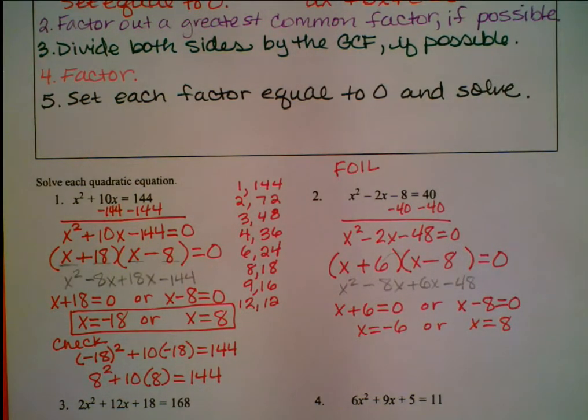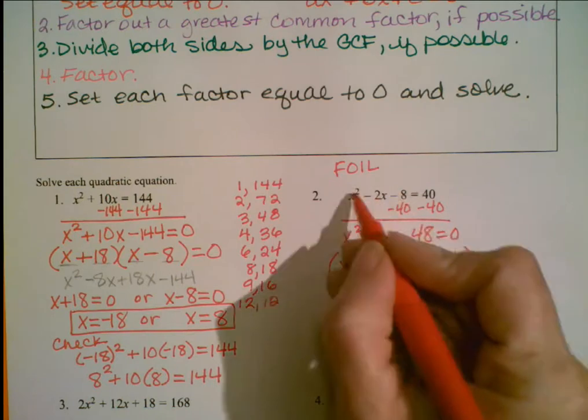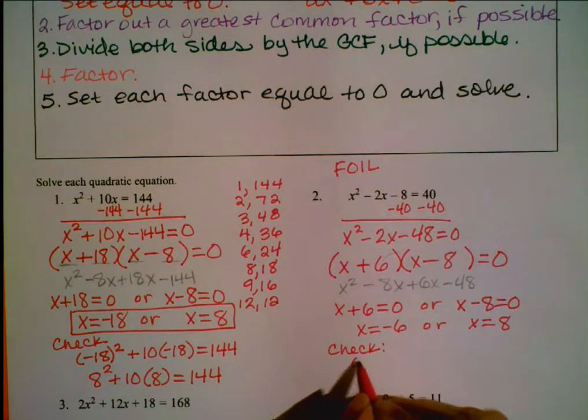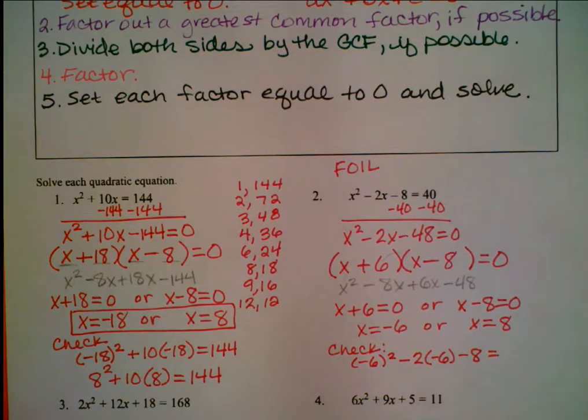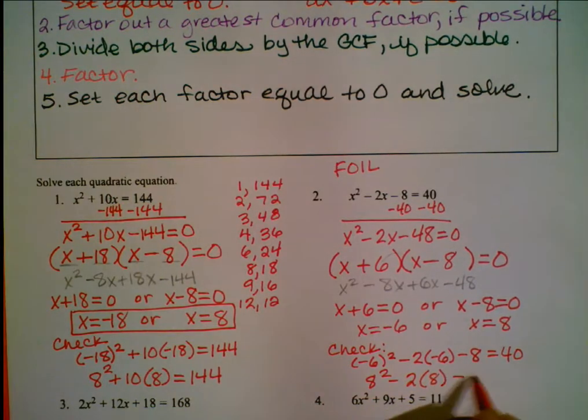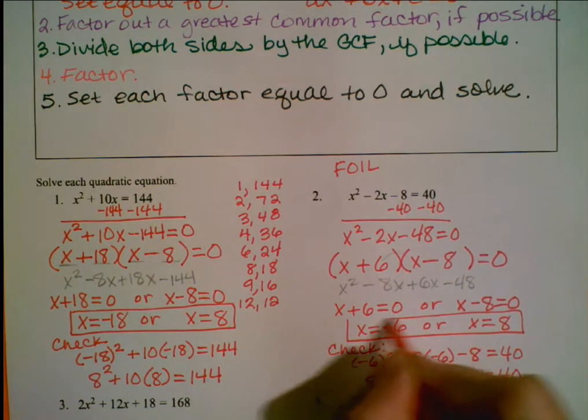All right, let's check it, make sure it works. You have to check each solution independently. So I'm substituting into the left side and determining if it equals 40 as it should. Negative 6 squared minus 2 times negative 6 minus 8. So negative 6 squared, remember to be cautious about how you type that into your calculator. We get a value of 40. So that one checks out. Now we check the 8. So 8 squared minus 2 times 8 minus 8 is 64 minus 16 minus 8, 40. Both solutions work. So there are two solutions to this equation.